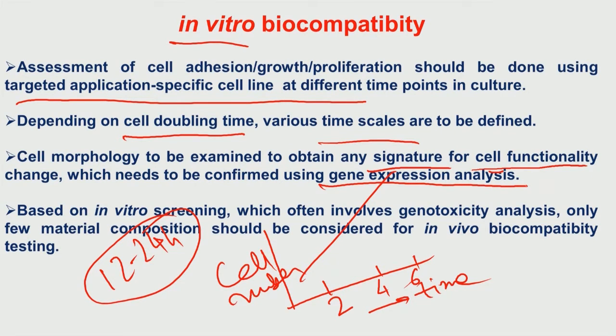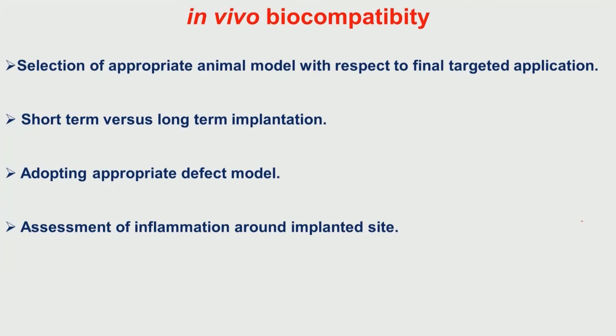Based on the in vitro screening, which often involves genotoxicity analysis, genotoxicity meaning DNA level toxicity, only a few material compositions should be considered for the in vivo biocompatibility. Since all these in vitro and in vivo things are interlinked, we have to understand them in much greater detail. That is why I keep coming back to some of the discussion points again and again through this module discussion.